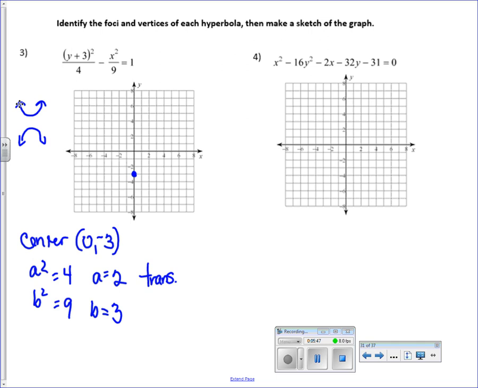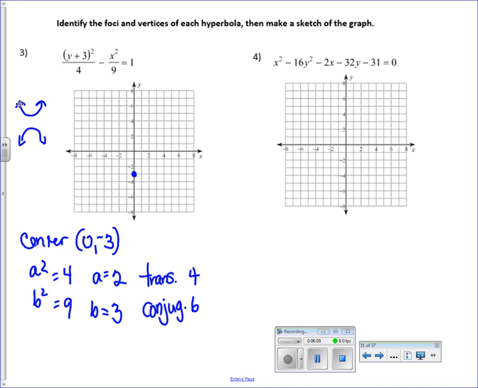From this A value, we get what we call the transverse axis. It's just like what we did with the ellipse: double it. So what is it? 4. The second one is called the conjugate axis, and the same thing, double the B. 6. So those are my transverse and conjugate axes.